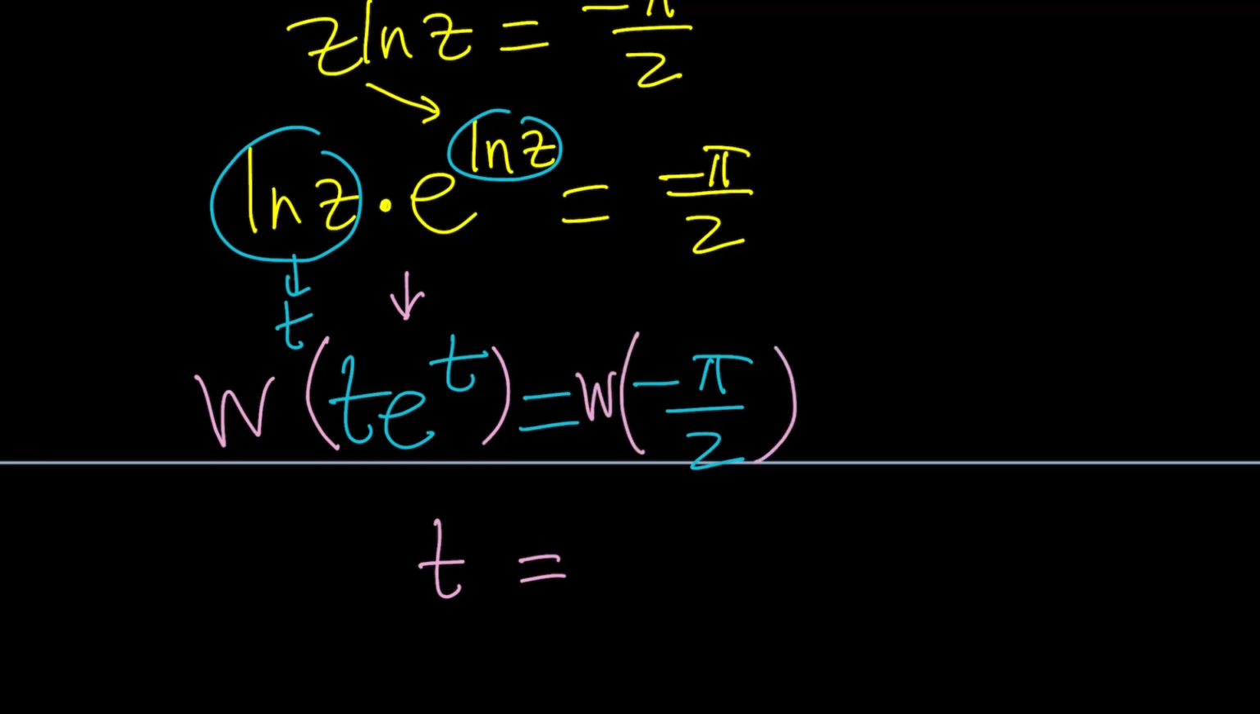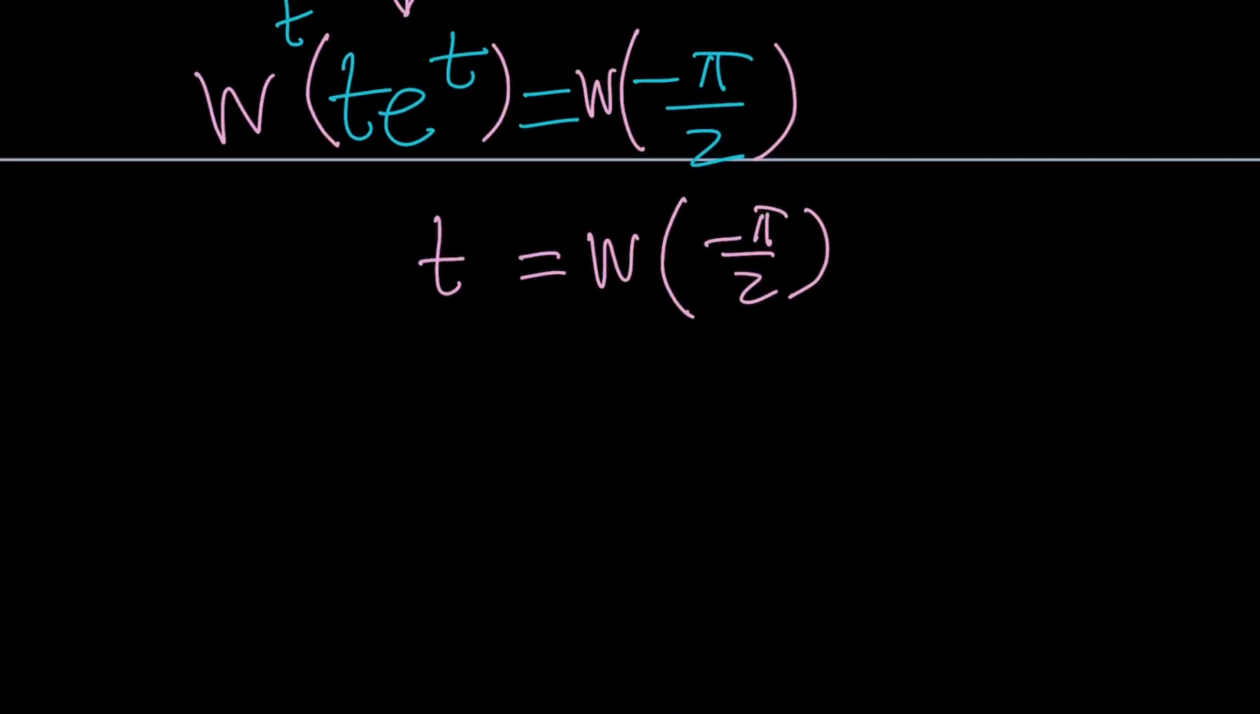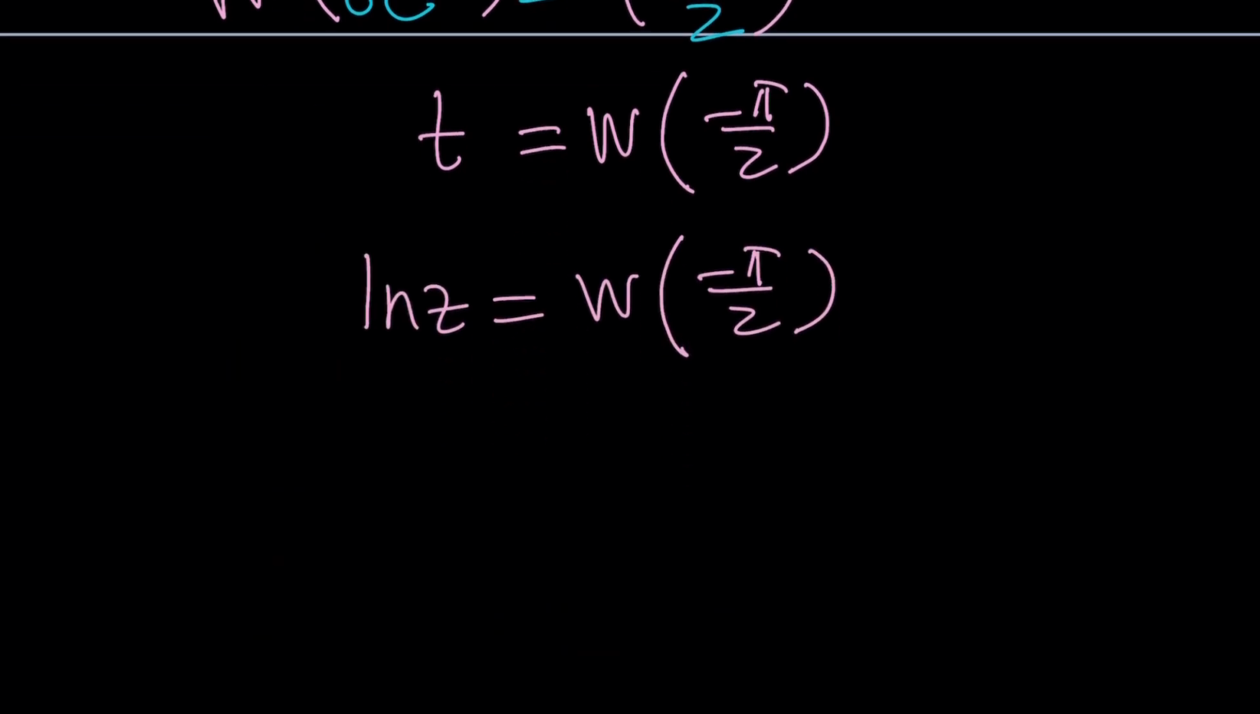Okay? So t is equal to W of negative pi over 2. But what is t? t is ln z, because that's what we called it, right? ln z is t, t is ln z. So this becomes ln z equals W of negative pi over 2. Great. Now we want to get to z because we're looking for z, right? That's what we're trying to solve for.